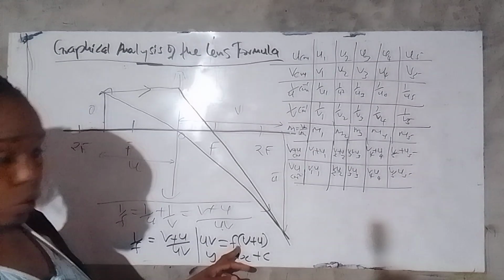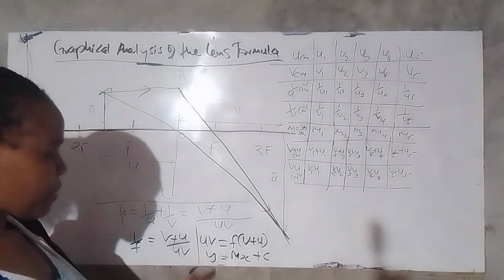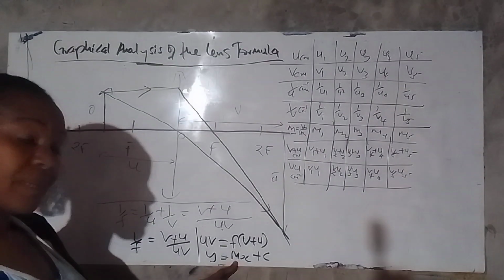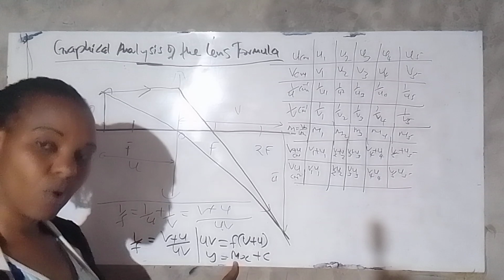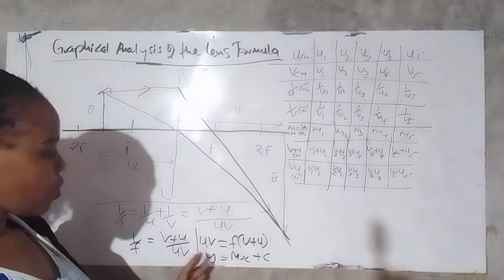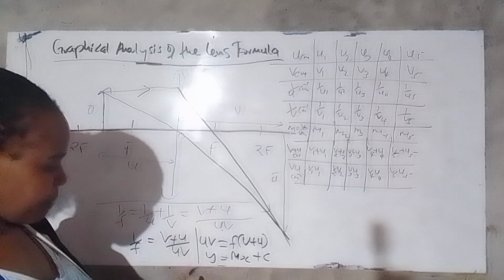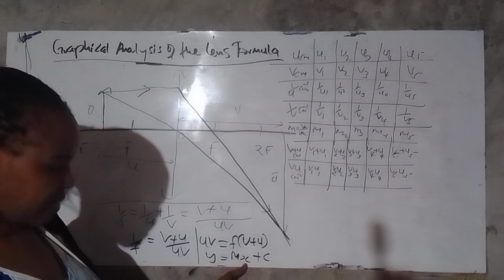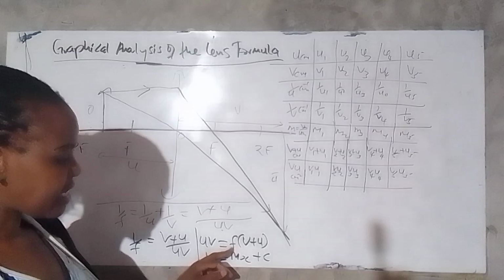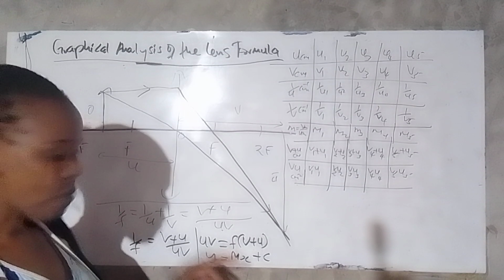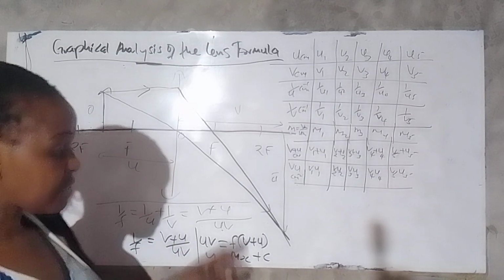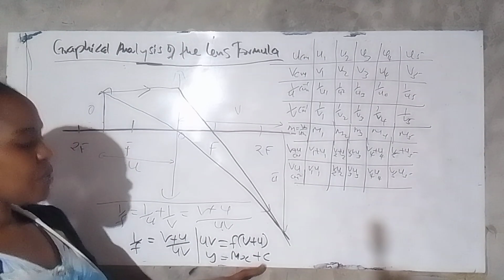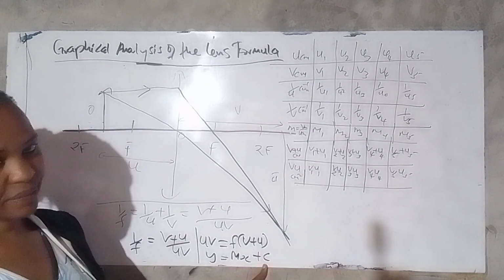But F is a constant. Here y is a variable, x is a variable, but m is a constant, which is the gradient of the straight line. So if we equate them, UV is our y, V plus U is our x, then automatically our gradient will be F. That is for a graph of UV against V plus U. Please don't get confused.